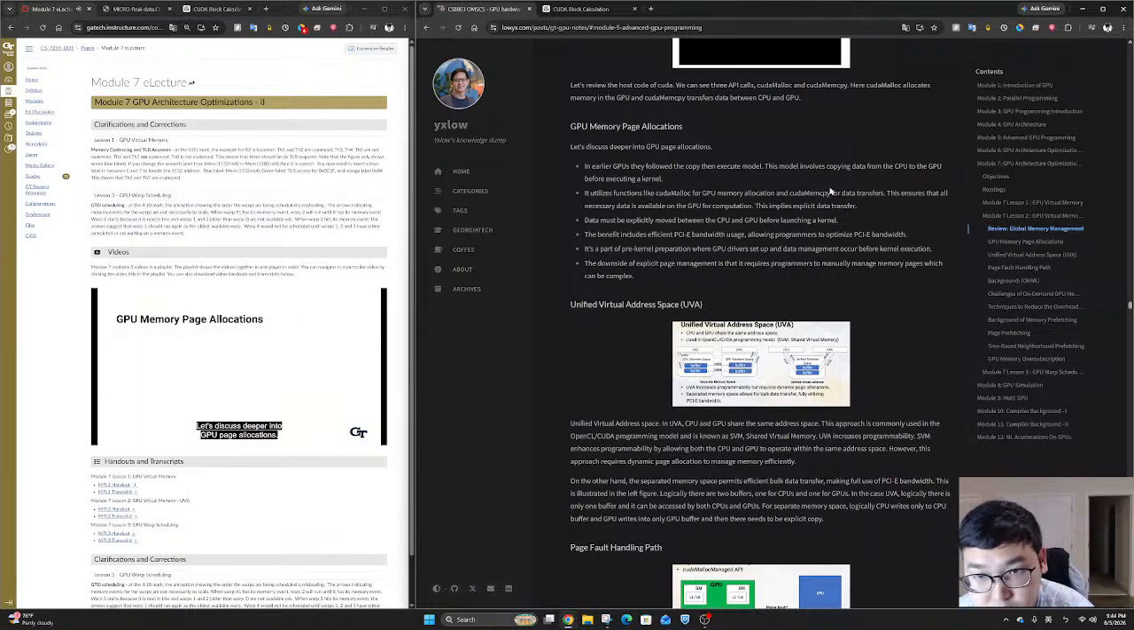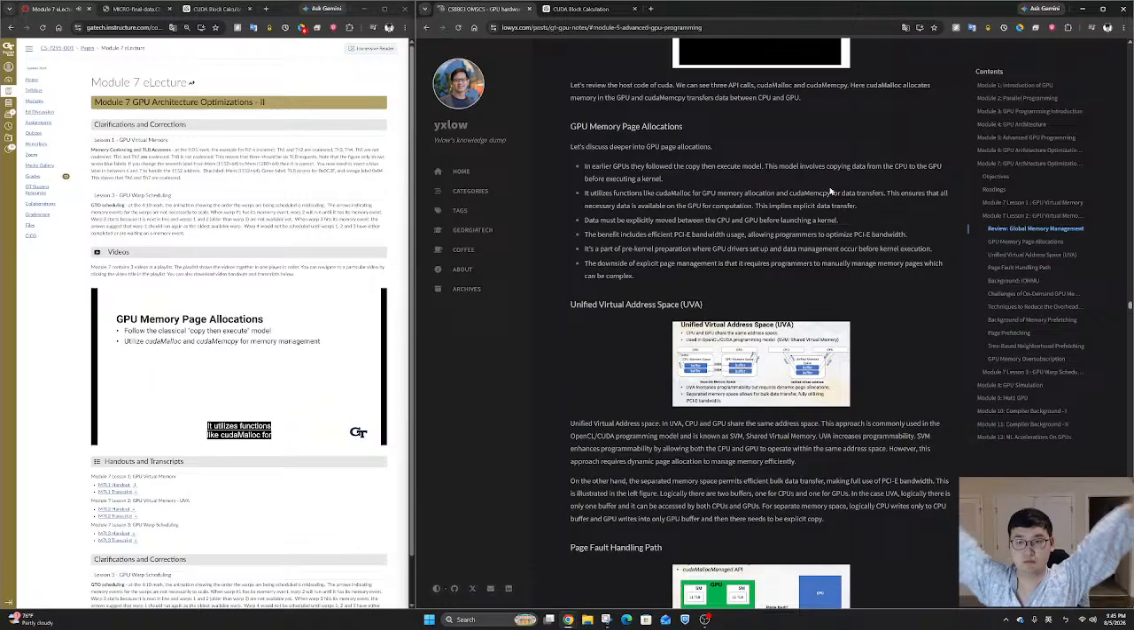Let's discuss GPU page allocations in more depth. In earlier GPUs, they follow the copy-then-execute model. This model involves copying data from the CPU to the GPU before executing a kernel. It utilizes functions like cudaMalloc for GPU memory allocation and cudaMemcpy for data transfers. This ensures that all necessary data is available on the GPU for computation. This implies explicit data transfer. Data must be explicitly moved between the CPU and GPU before launching a kernel.